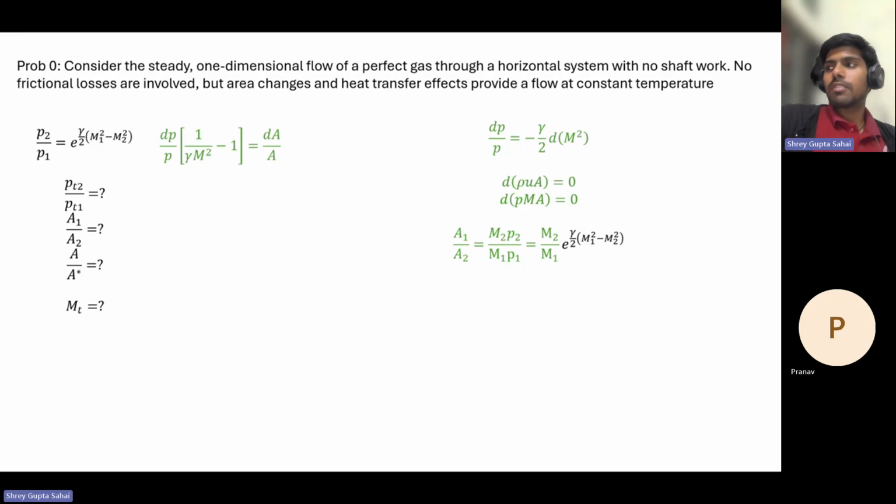For different mechanisms, A star will be different. But right now, the definition of A star is related to Mach number equal to 1. So just to use that, we can find A by A star by simple substitution. A1 by the function of M. Let me just write it down. So I have to substitute M2 as 1 and M1 as M. So that will be 1 by M, and this is the expression.